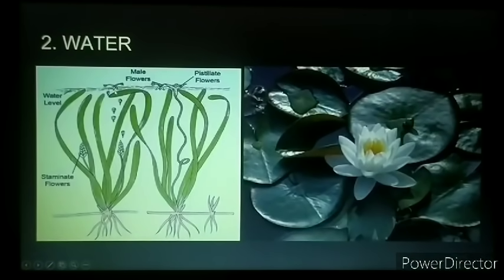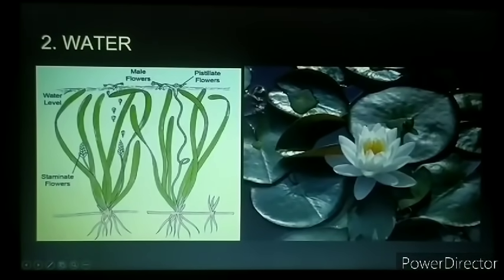And where is the female flower present? The female flower has a long stalk. As you can see, it begins from the root and reaches the surface of the water. So it has a long stalk which brings the female flower to the surface of water. So with the help of this stalk, the flower is able to float in water.